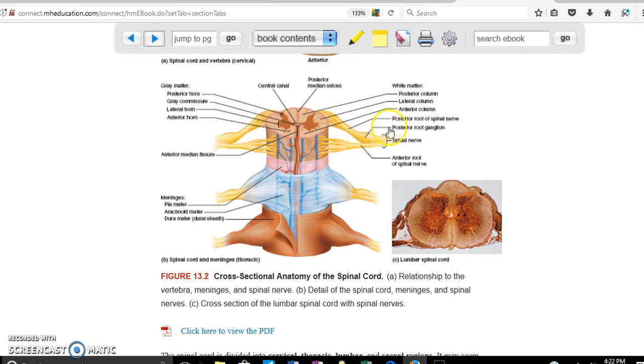This is the posterior root ganglion. It says posterior because it's on the back. Every single time that you find the posterior, that is because it's sensory. So this is going to be sensory, posterior, and this is going to be sensory as well, because right here you can see the ganglion. So if this is posterior and this is posterior, then what is this? This is going to be anterior, therefore this is going to be what? Motor. This is also anterior, and this is going to be motor. So this is a cross section of the spinal cord where we can see all these different characteristics.